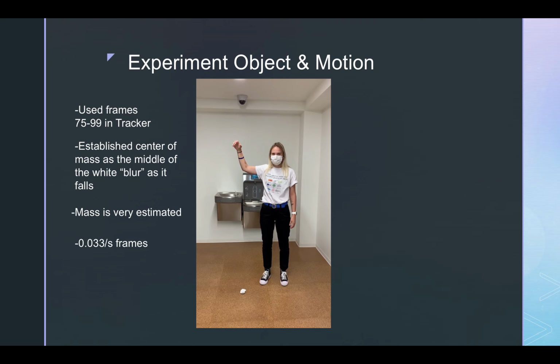While analyzing the data in Tracker, I first specified the frames I was using to analyze the motion to avoid extra frames where the object is still at rest. I then calibrated my height from the object to the ground and established the center of mass in each 0.033 second frame, which potentially wasn't the most accurate as the object started to look more like a blur in the frames.